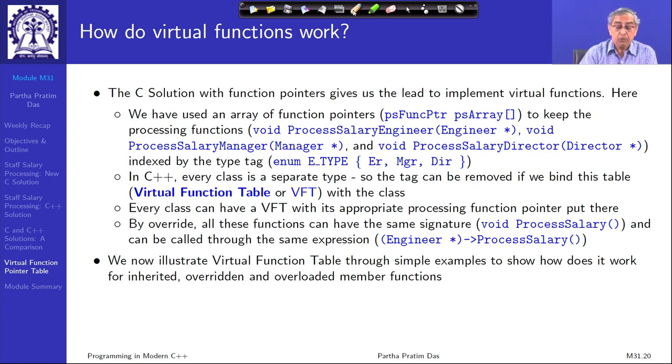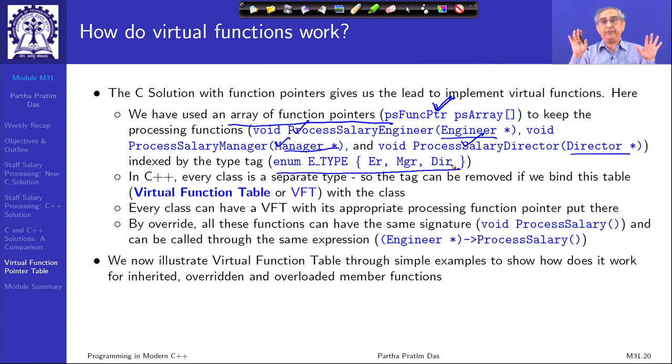Note that if you observe the C solution very carefully, the function pointer based solution, you get a complete insight into how to implement virtual functions. What we have used here, first, is an array of function pointers, which in this case had 3 different function pointers. We had simplified them by making the parameters void star, and they were indexed by an enum type. This was the backbone of the C solution with function pointers.